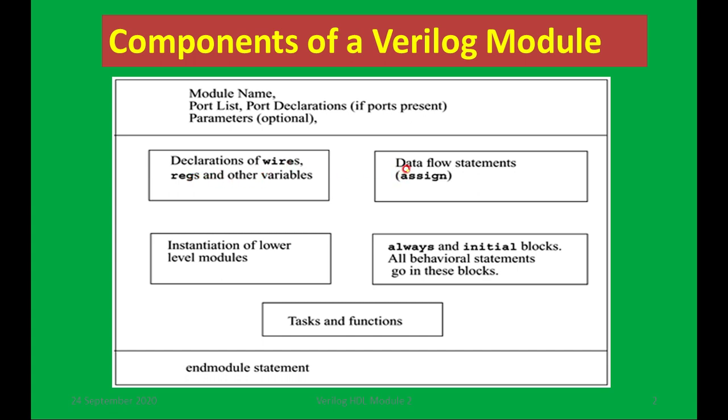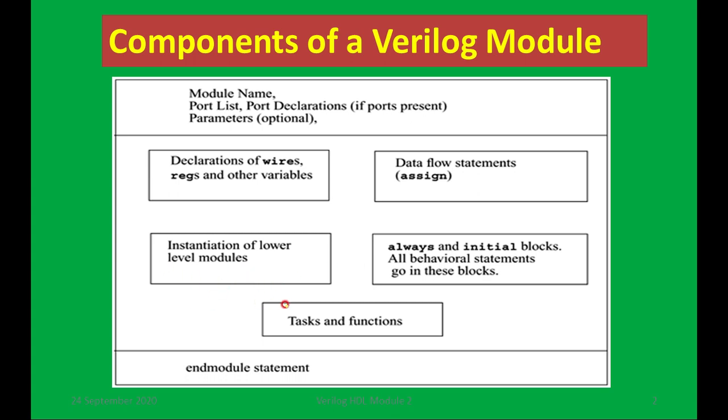We use data flow statements like assign within a module. If you want to write only data flow style of coding, then we use only assign statements. If you want to use a structural description, then we need to use instantiation of lower level modules. Then always blocks and initial blocks are also allowed within a module. So usually behavioral statements we write within always and initial blocks.